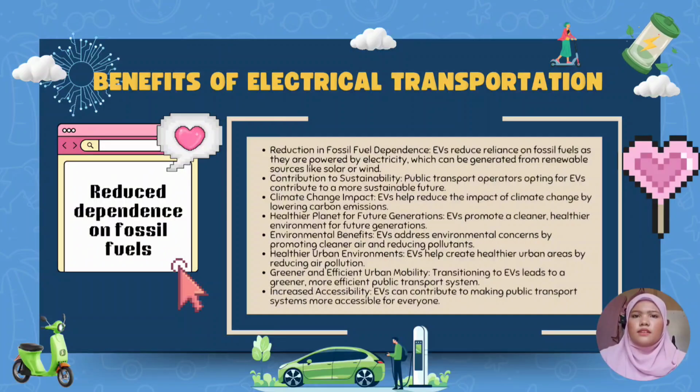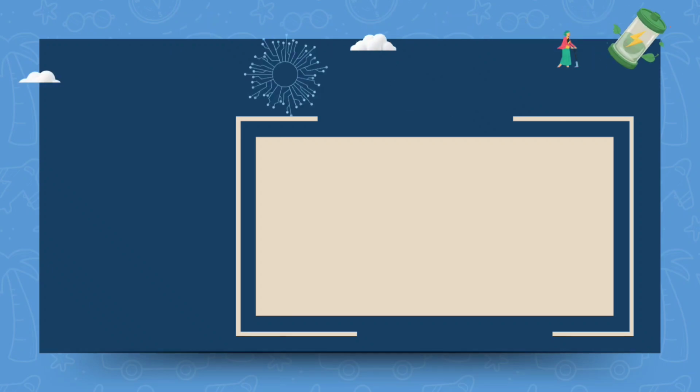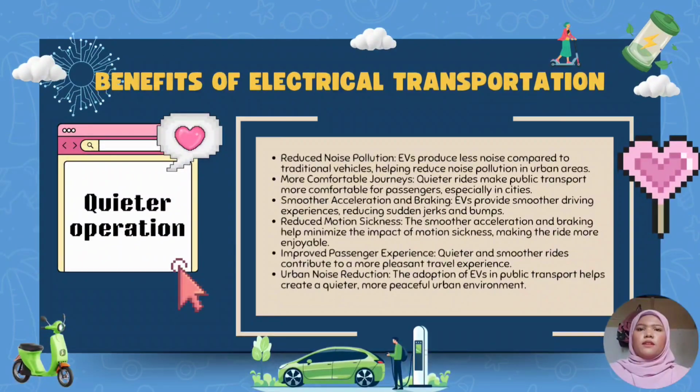Next is greener and efficient urban mobility. Transitioning to EVs leads to a greener, more efficient public transport system. Last but not least, increased accessibility. EVs can contribute to making public transport system more accessible for everyone. The last benefit of EV is quiet operation.